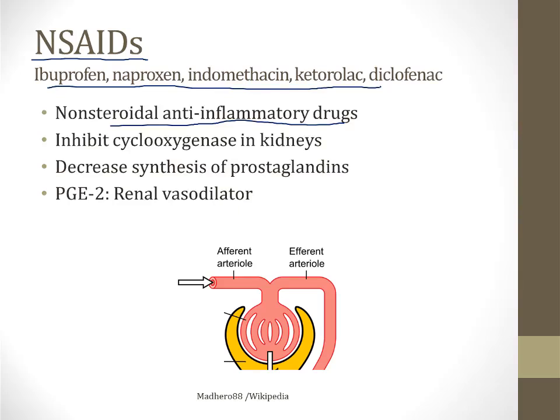hypertension. The reason for this is because these drugs inhibit cyclooxygenase, which is important in the kidneys for synthesis of prostaglandins. Patients taking these drugs have decreased synthesis of prostaglandins in the kidneys, and one prostaglandin that's especially important in the kidneys is prostaglandin E2. This is a renal vasodilator, so in patients taking these drugs, they can have low levels of PGE2, and that can lead to vasoconstriction in the kidneys.